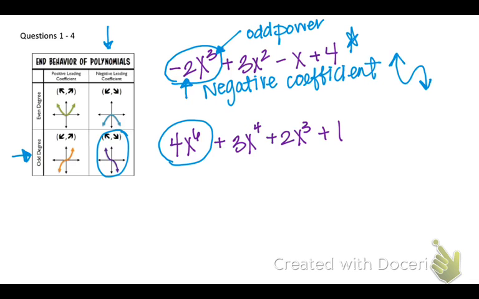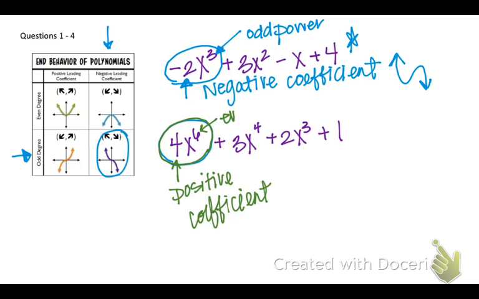Okay, if we look at this one, I'll do this one in a different color. We have 4x to the 6th here. Well, this is positive, so it's a positive coefficient. And this is even. So positive and even means that they're both going up. So this one would just look like this. Okay, and that's all you need to draw for that.